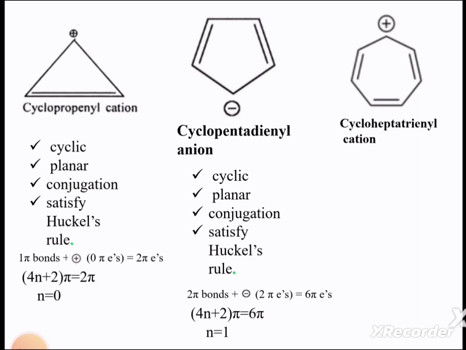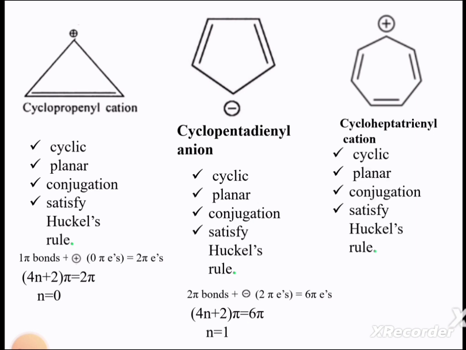In the case of the cycloheptatrienyl cation, this is a cyclic 7-membered ionic species having a positive charge. This is also in conjugation. Listen: cyclic, planar, conjugated, positive, single bond, double, single, double, single, double, single, positive charge. So there are total 3 pi bonds, so 6 pi electrons; for the positive charge, 0 electrons. So the total will be 6 pi electrons, and the value of n will be 1. So all these 3 ionic species are aromatic compounds. Although it is not the benzene structure, this is aromatic.